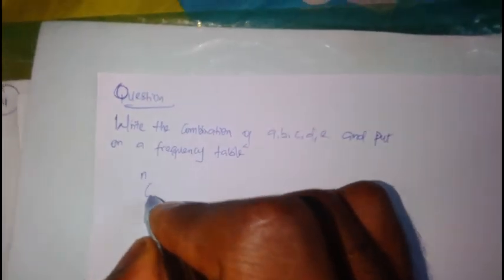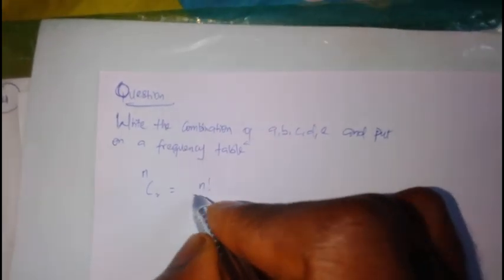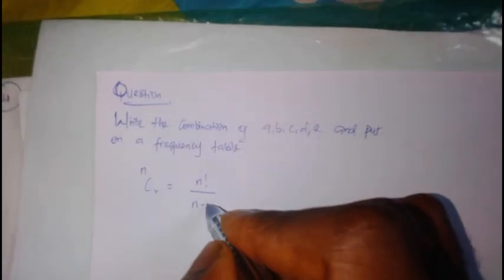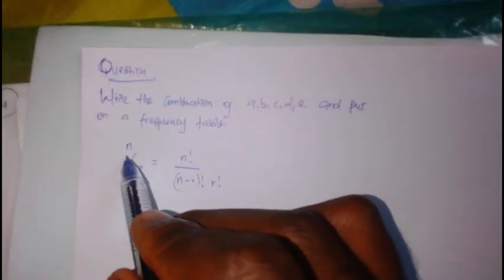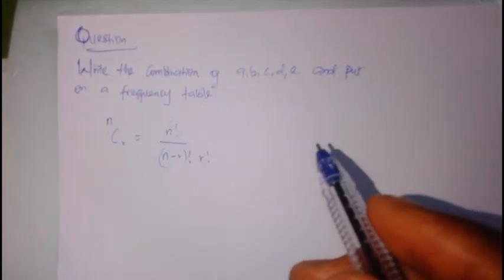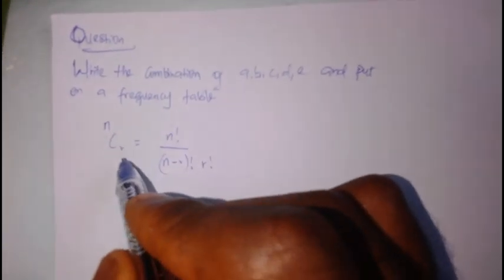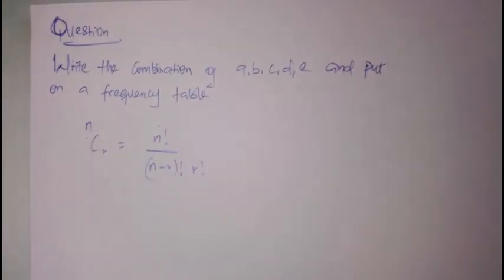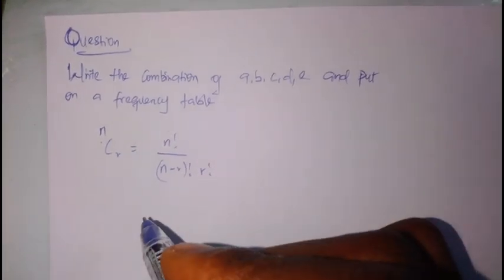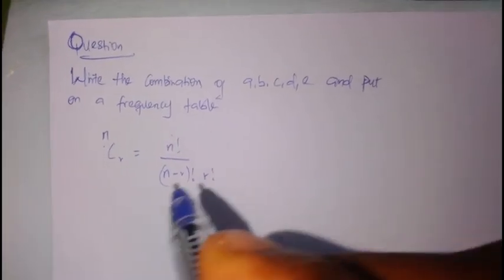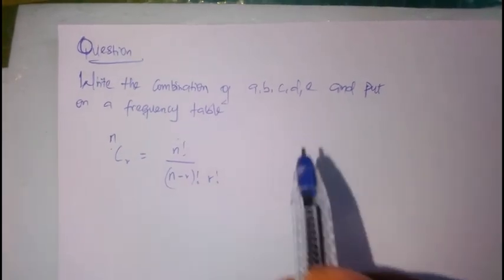Combination formula: n combination r is equal to n factorial over n minus r factorial times r factorial. Now, n represents the total number of items on board. R represents the arrangement, the order in which such elements are arranged. I'll explain all about arrangement and number later. For this question, we have 5 elements. How can they be arranged?